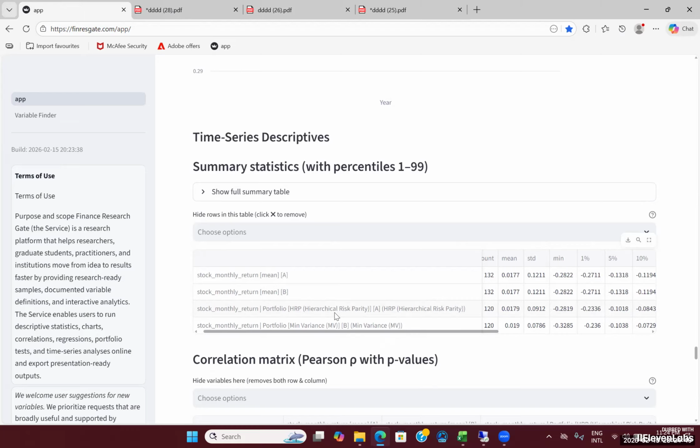For our specific situation, accurately estimating the variance-covariance matrix wasn't a significant issue. However, in different circumstances, we might find it necessary to rely on the hierarchical risk parity approach.